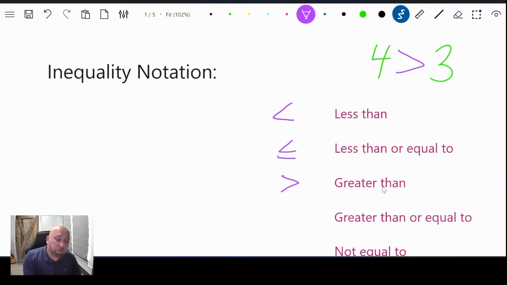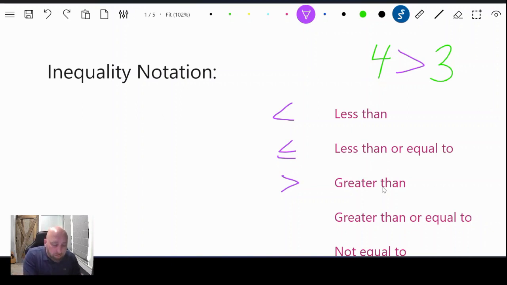Remember, it always points to the smaller number and it always eats the bigger number. So this greater than sign is still eating the bigger number. The sign always, always, always eats the bigger number. And that's the easiest way to remember it for me. All right, so maybe you're thinking, that's silly putting teeth on that thing. It just helps me, okay? So maybe it'll help you.